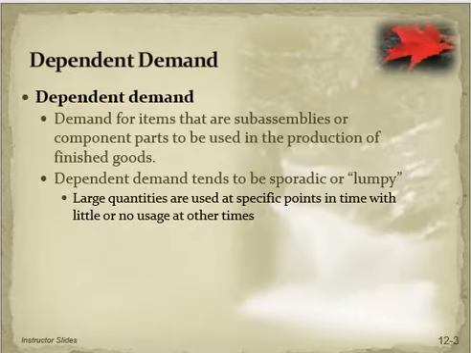Starting with something important related to material requirement planning, which is dependent demand. Dependent demand is the demand for items that are sub-assemblies or component parts to be used in the production of finished goods. So dependent means it's related to something else. Something depends on something else. Its components depend on other products. So, هي أشياء تابعة أو مكونات تابعة.